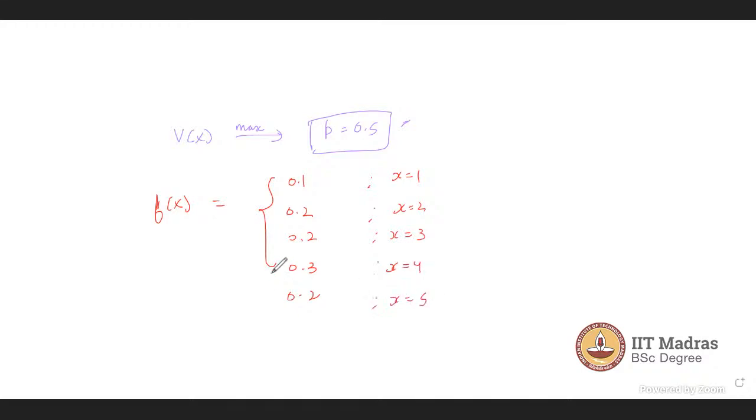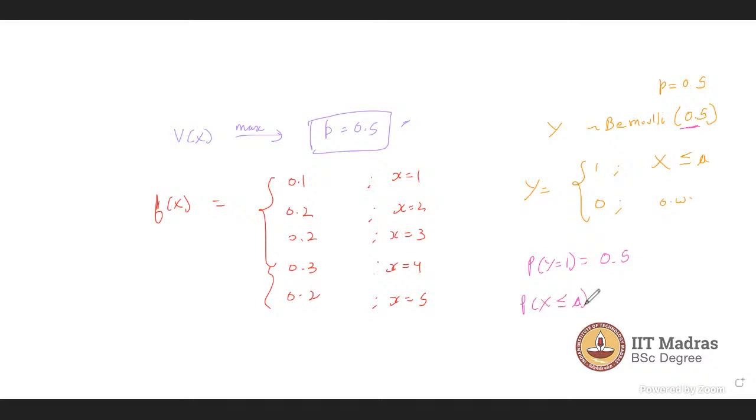This is given to you, right? And your Y is some Bernoulli trial. For the variance of Y to be maximum, it should be Bernoulli 0.5, which means P equals 0.5, right? And it takes value 1 if X is less than or equal to some number and 0 otherwise, right? So what does Bernoulli 0.5 mean? That probability Y equal to 1 is 0.5, right? Yes. Probability Y equal to 1 means probability X less than or equal to A is 0.5, because it takes value 1 in this case.